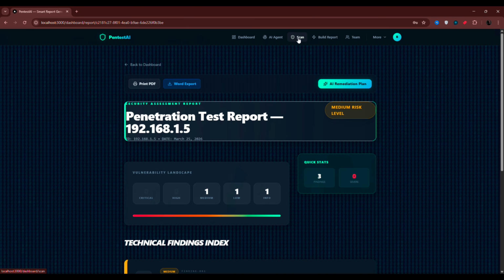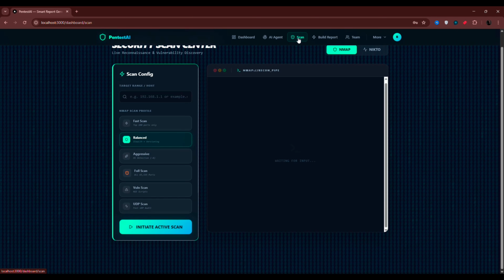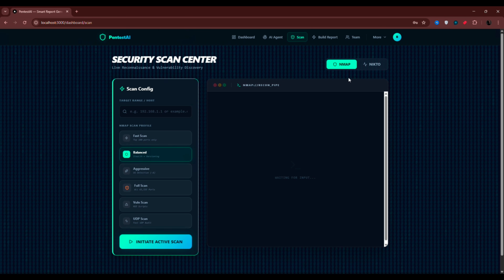As I go to the scan page, you can see we have two options, Nmap and Nikto. These are the two options I have implemented right now, but in future I'm going to implement Burp Suite and some more tools. In the AI agent, I have not implemented the AI yet. I'm going to implement the whole process, from reconnaissance to the end. I'm going to try this. I don't know if it will work or not, but the work is in progress right now.